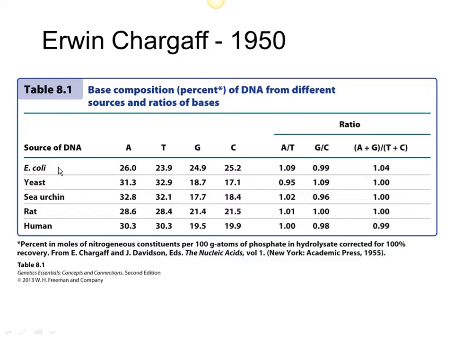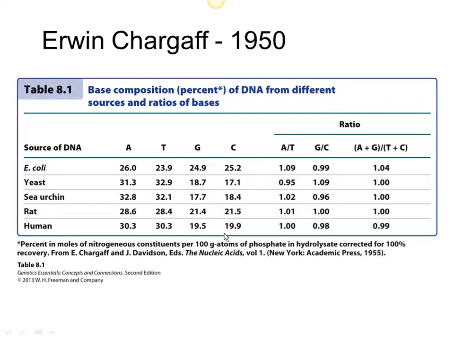So for example, when you extract DNA from E. coli and you break it down into the nucleotides, you see actually a pretty equal percentage of all 4 nucleotides from that DNA. But when you look at, for example, human DNA, you don't see equal amounts of all 4, but what you do see consistently is equal amounts of A and T, like sea urchin here, 32 and 32, and equal amounts of G's and C's.